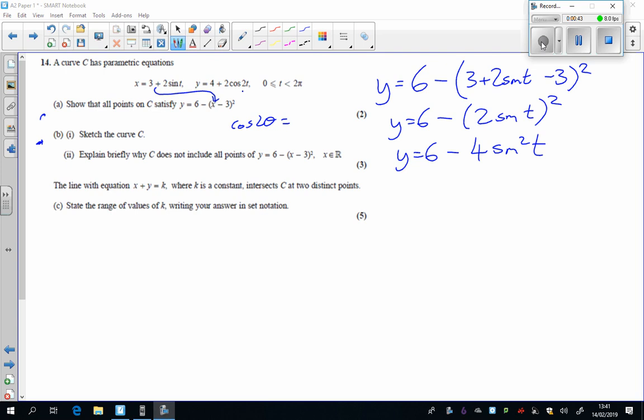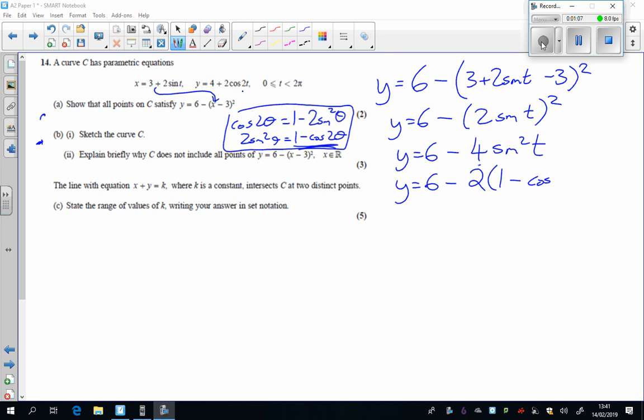That cos 2 theta is the same as 1 minus 2 sine squared theta. So 2 sine squared theta must be 1 minus cos 2 theta. That's some formulas. And we've got 4 of them here. So we've got 2 lots of this bit here. 2 lots of 1 minus cos 2t. And that's 6 minus 2, minus minus is plus 2 cos 2t. And there's what we wanted. 4 plus 2 cos 2t.